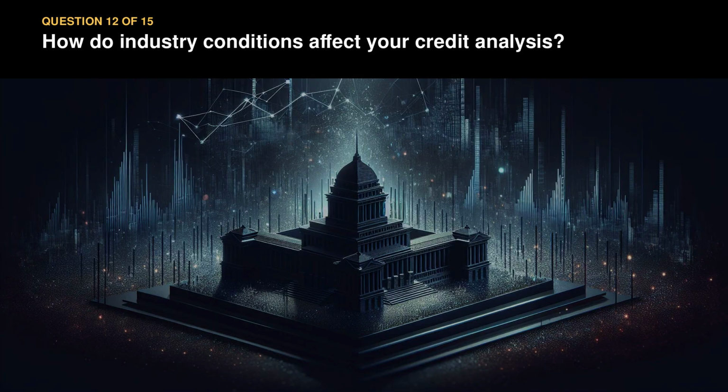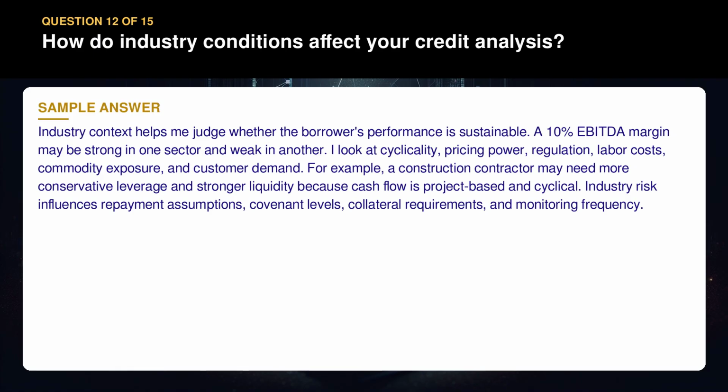Question 12. How do industry conditions affect your credit analysis? Industry context helps me judge whether the borrower's performance is sustainable. A 10% EBITDA margin may be strong in one sector and weak in another. I look at cyclicality, pricing power, regulation, labor costs, commodity exposure, and customer demand. For example, a construction contractor may need more conservative leverage and stronger liquidity because cash flow is project-based and cyclical. Industry risk influences repayment assumptions, covenant levels, collateral requirements, and monitoring frequency.